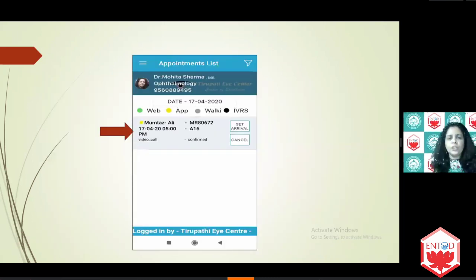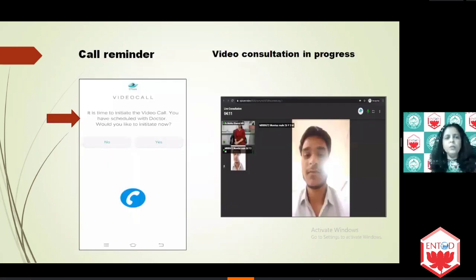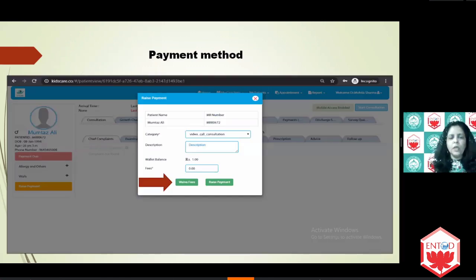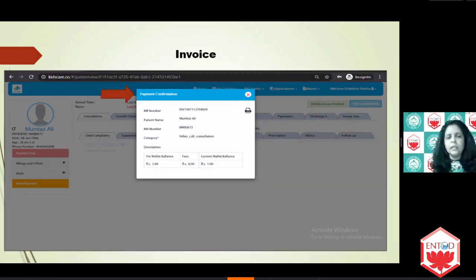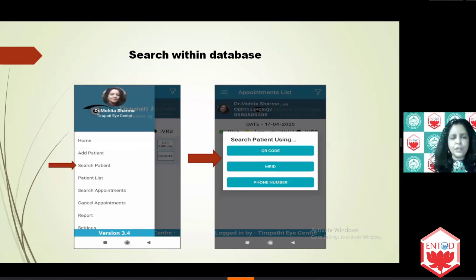Now, this is on the doctor's laptop, where they will get a list of their appointments. And when the call reminder goes, the patient makes a video call, and this is how the telemedicine video calling happens. Now, at the end of the call, there is an option for payment, which the doctor can decide on, and an invoice can be generated.